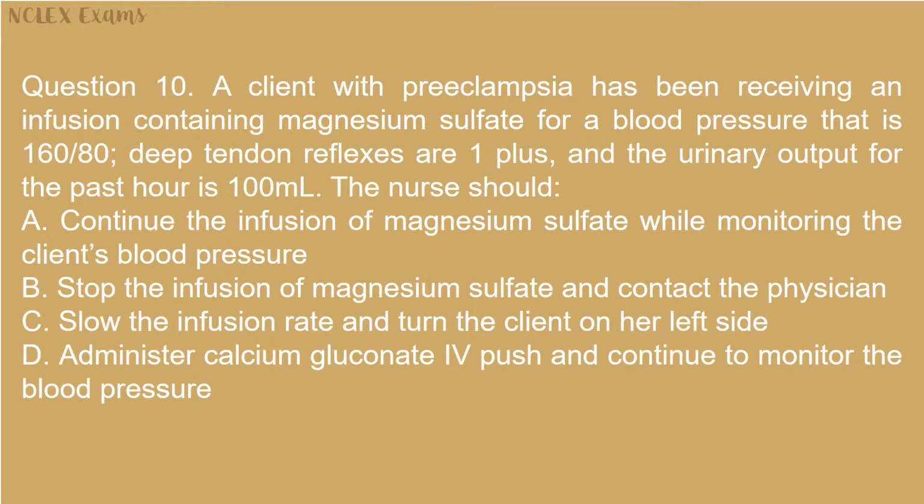Question 10. A client with preeclampsia has been receiving an infusion containing magnesium sulfate for a blood pressure that is 160/80. Deep tendon reflexes are 1+, and the urinary output for the past hour is 100 milliliters. The nurse should A. Continue the infusion of magnesium sulfate while monitoring the client's blood pressure. B. Stop the infusion of magnesium sulfate and contact the physician. C. Slow the infusion rate and turn the client on her left side. D. Administer calcium gluconate IV push and continue to monitor the blood pressure.